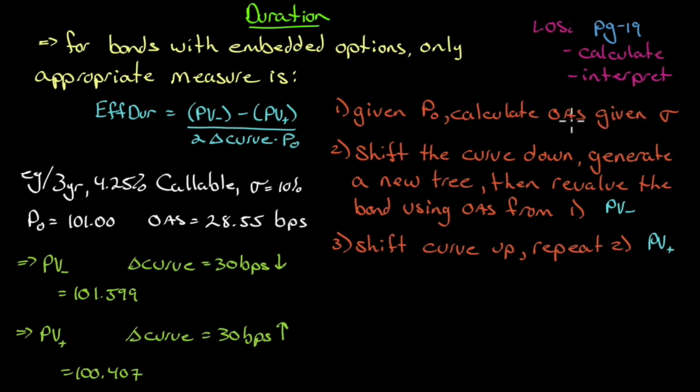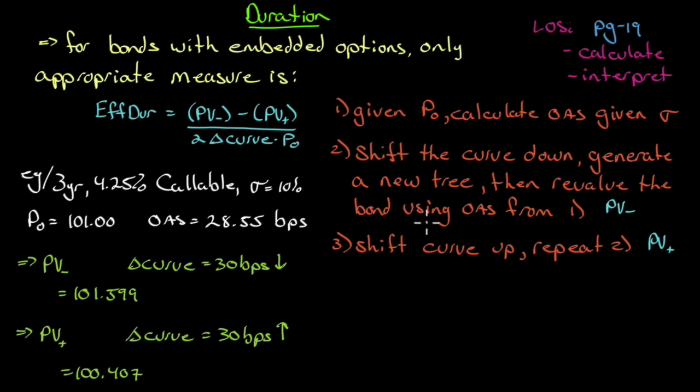So we have our option adjusted spread given what we observe on P naught. Then we're going to shift the curve down. We're going to generate a new tree. Oh yes, you have to generate a new tree, because if the curve goes down, remember, effective duration is for a parallel shift in the curve. Key rate duration is for a shift in one of the rates, but if we're doing effective duration, that's a parallel shift. So that whole curve comes down. Well, if the curve comes down, you need new rates on that tree. So you have to generate a new tree.